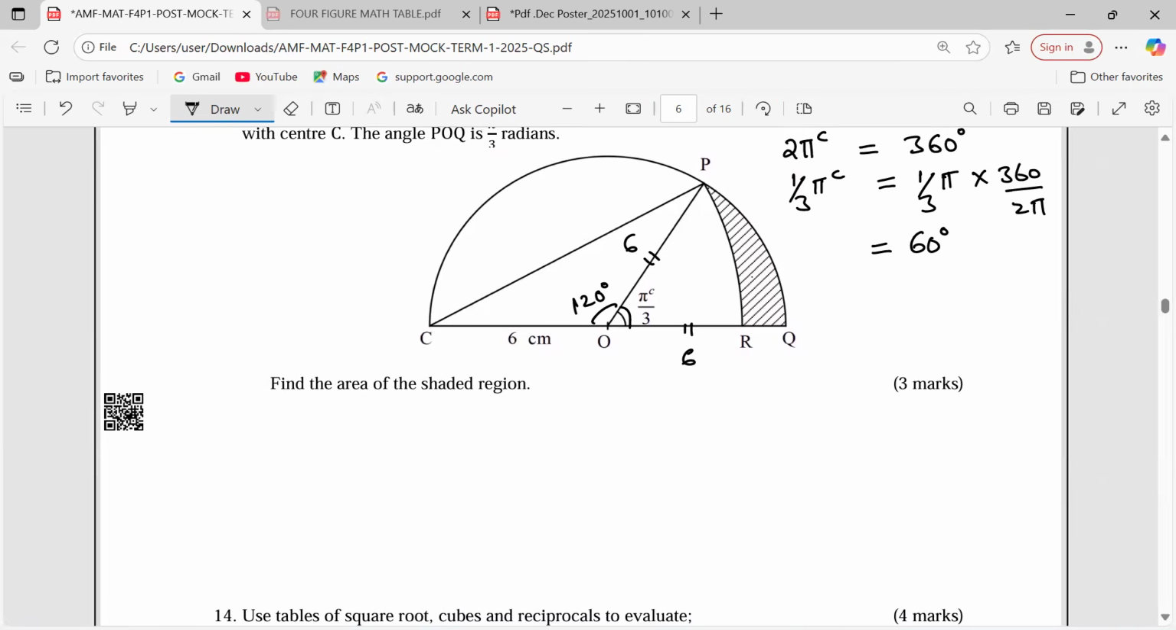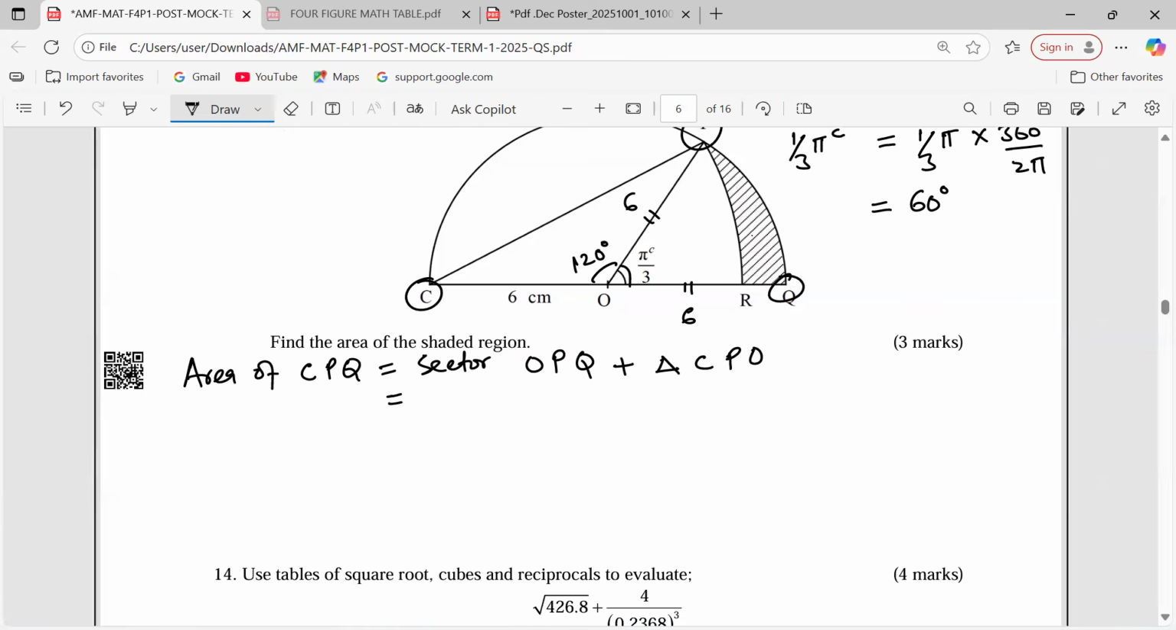the area of the whole region, area of CPQ. The whole area CPQ, all that area, whereby we need sector OPQ, and we add triangle CPO that way. So let's get all the area there.